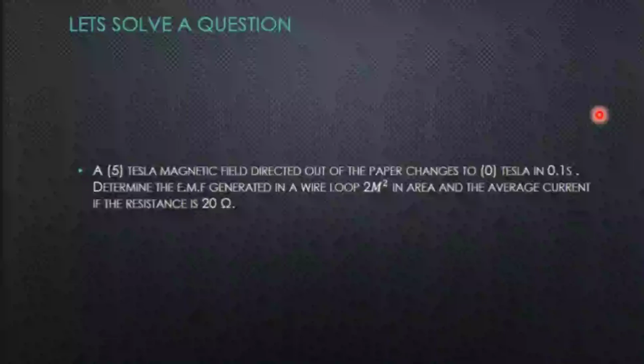5 Tesla of magnetic field changes to 0 Tesla in 0.1 seconds, and the wire loop has an area of 2 meters square, and you have to find the average current and the EMF generated, and they've given you a resistance of 20 ohms. So before I continue with the video, I want whoever's watching to pause the video and try this question before continuing.